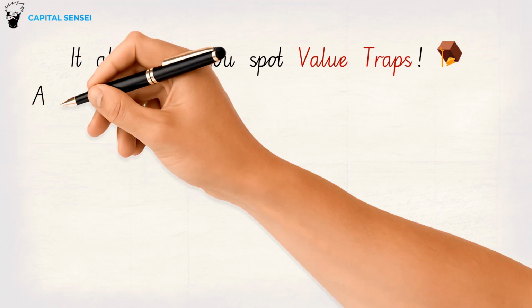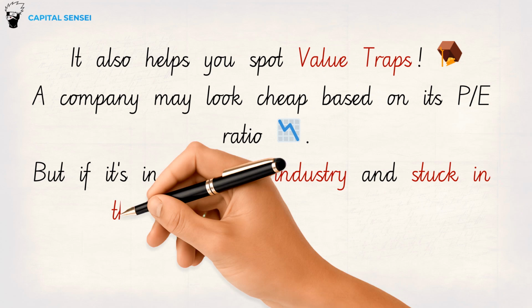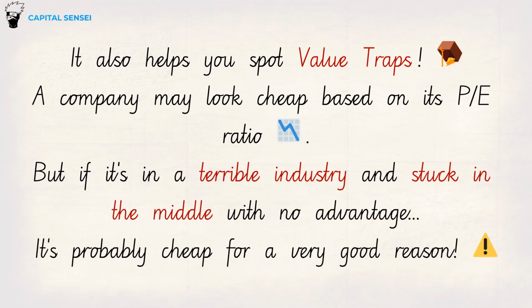This framework also helps you spot value traps. A company might look cheap based on its price-to-earnings ratio, but if you analyze it and realize it operates in a terrible industry and is stuck in the middle with no competitive advantage, you'll understand that it's probably cheap for a very good reason. It has no way to defend its profitability over the long term.